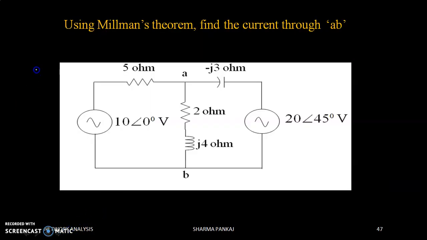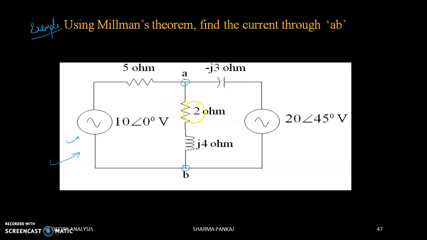Now this is our example. Let us understand by doing this example. Using Millman's theorem, we have to find the current through AB. Where are the points AB? This is point A. This is point B. This is the circuit given to us. This is a voltage source 10 angle 0 degree volt. This is a resistor of 5 ohm. This is a capacitor of value minus j3 ohm.